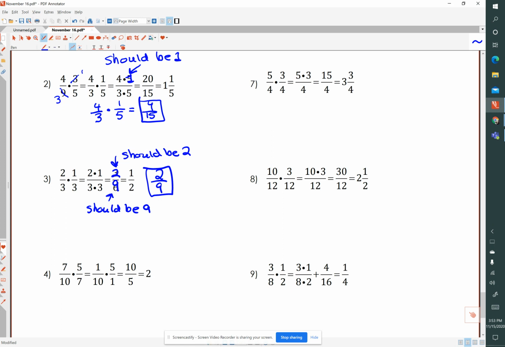And let's look at number 4. 7/10 times 5/7. Well, we can simplify those. So they did that right. So now 1 times 5, this should be a 5. And 10 times 1 should be a 10. So they switched the numerator and the denominator. And that they should not have done. So it would equal 5 over 10, which would equal 1/2 when reduced.